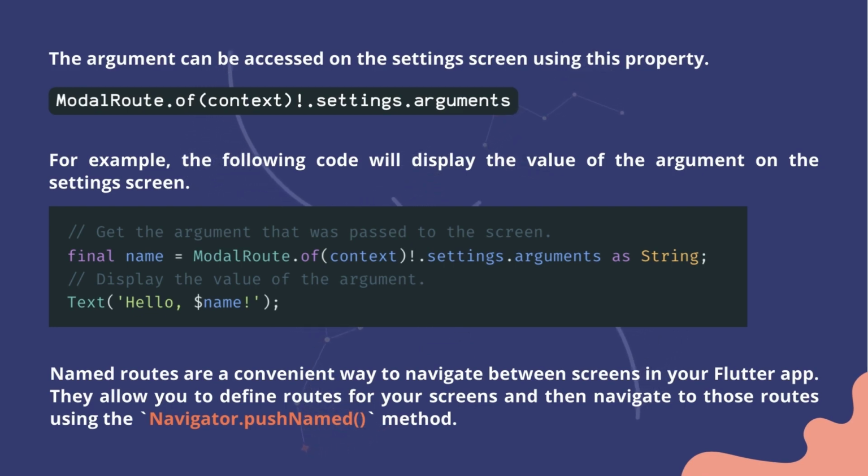Named routes are a convenient way to navigate between screens in your Flutter app. They allow you to define routes for your screens and then navigate to those routes using the Navigator.pushNamed method.